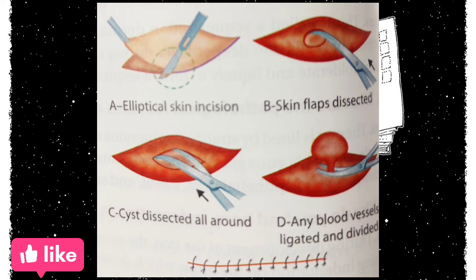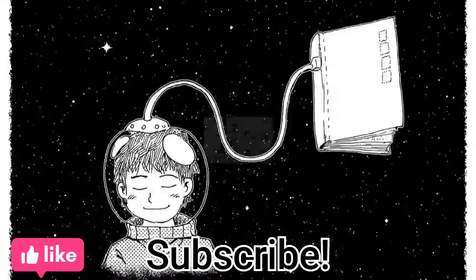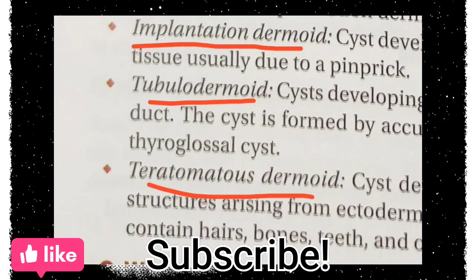If there is a suspicion of intracranial extension, what can we do? We can do a CT scan of the cranium to look for whether any intracranial extension is there or not. Then we can do excision of the cyst, both the extracranial and intracranial parts, either by craniectomy for the intracranial excision or by raising an osteoplastic flap.